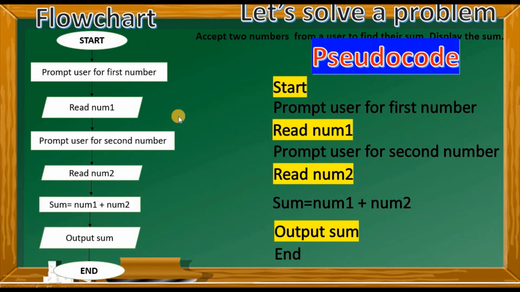So on screen, we're seeing a comparison. For the flowchart, it is structured on a diagram, whereas the pseudocode is without the use of a diagram.